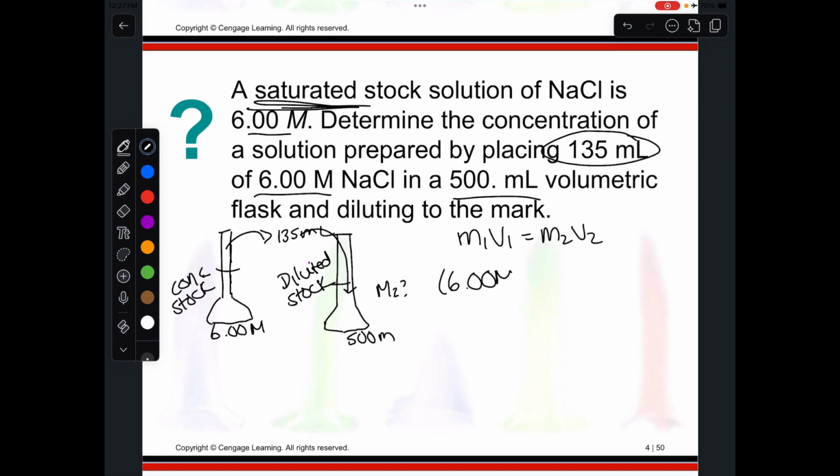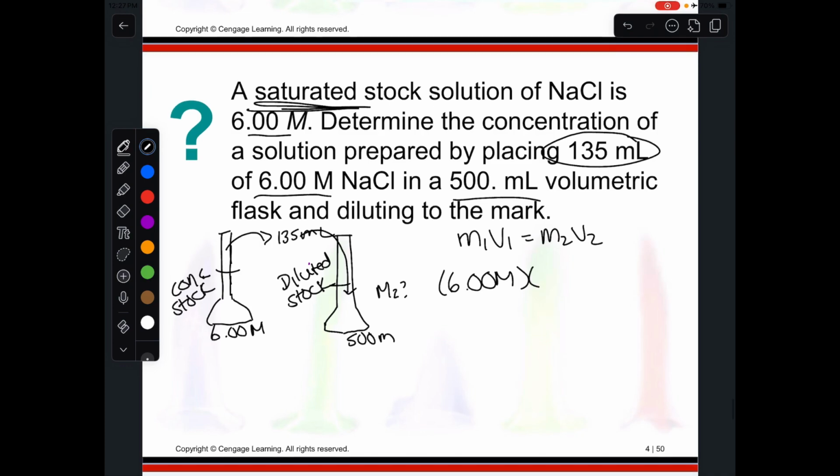We have an initial concentration of 6 molarity. Please make sure you put the units in this equation. It just helps you make sure that you're doing this correctly. And this V1 is how much you're taking out, not the total volume. How much you're taking out of your concentrated stock. So please make sure you write that down if you've never done this equation before. It's not the total volume. It is how much you're taking out of that concentrated.